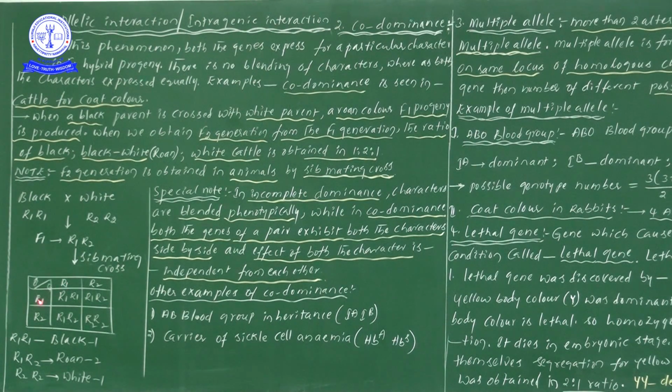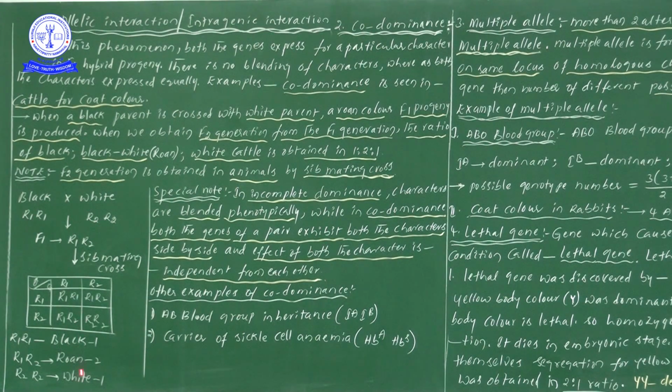R1 with R1 gives R1R1, R2 with R1 gives R1R2, R1 with R2 gives R1R2, and R2 with R2 gives R2R2. R1R1 is black, R1R2 is roan color. This offspring R1R2 is a mixture of both parents, thereby roan color, black and white. Next, R2R2 is white color, as we have seen.